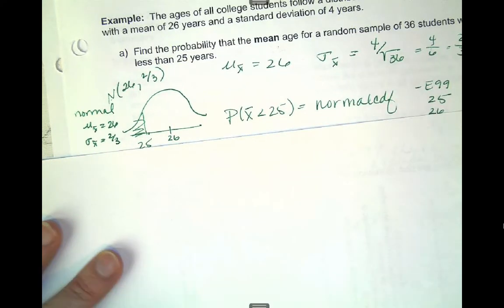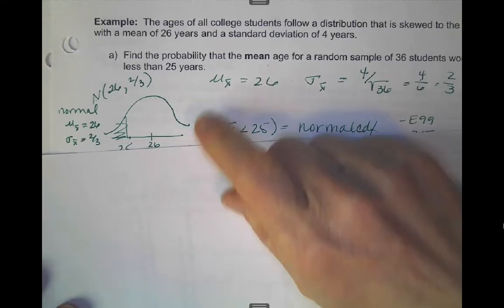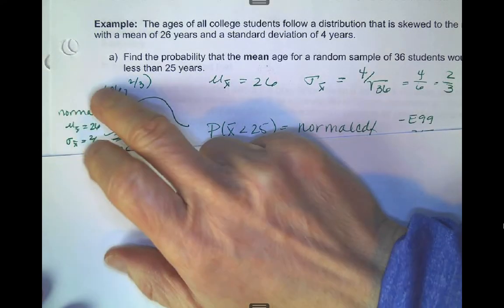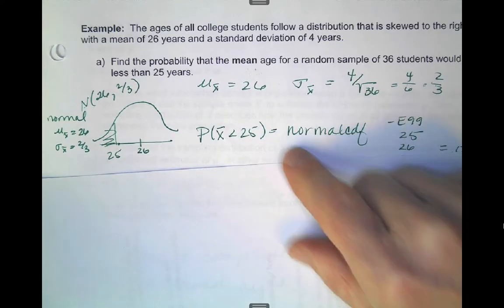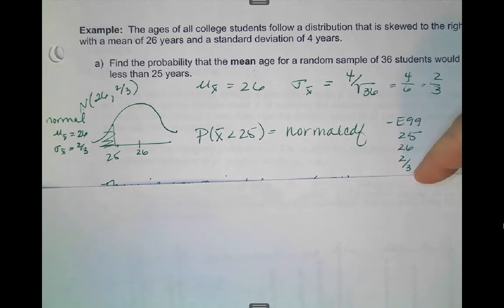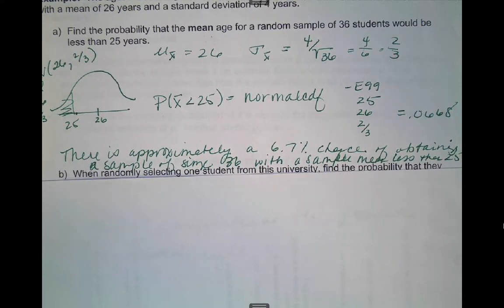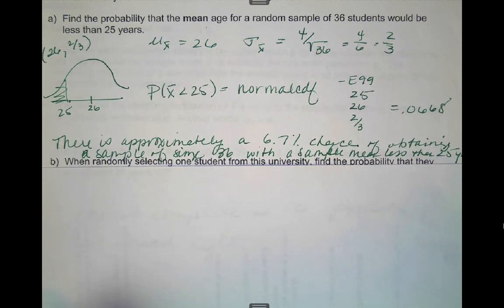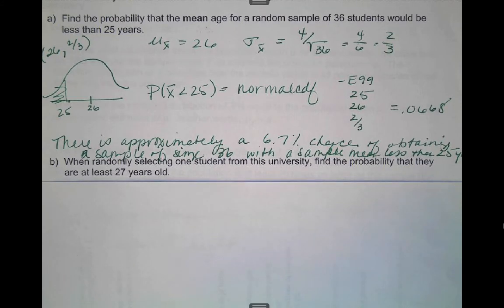Okay, so I already wrote it up there, so you don't really need to write it again up there. Just make sure you write the word normal. So then here's my curve. I want to find the probability that X bar is less than 25. So there's my normal CDF. There's my answer. There's approximately a 6.7% chance of obtaining a sample of size 36 with the sample mean less than 25 years.